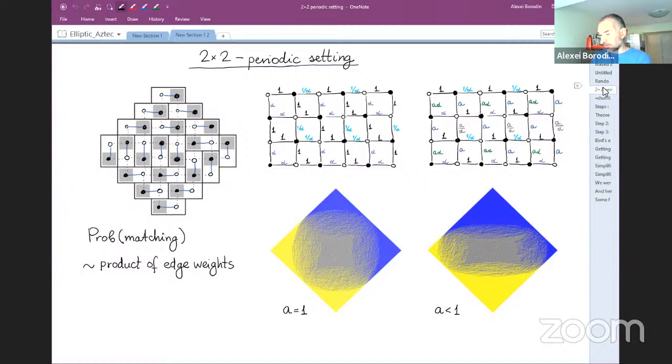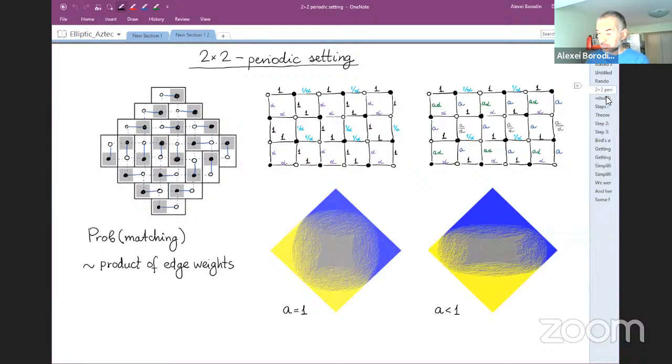So the picture on the right is a slight modification of the picture in the middle. And the modification is that one introduces a bias. One puts an additional weight on all vertical dominoes versus the horizontal ones. So all vertical dominoes get an additional constant a. And that leads to the squishing of the limiting shape. And it seems that everything looks very similar.